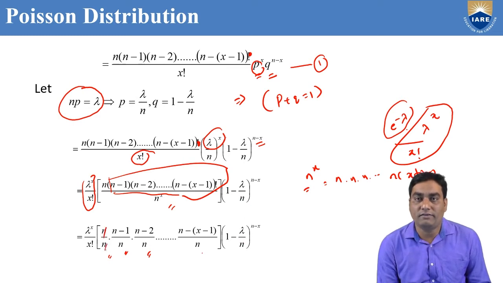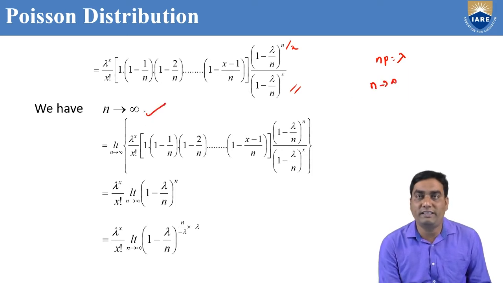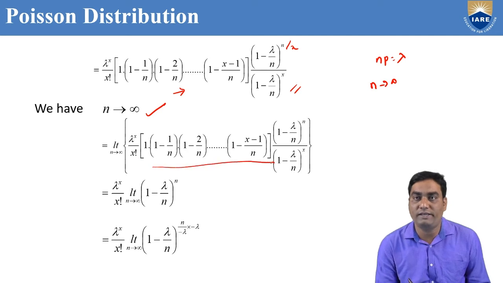N by n is 1, n minus 1 by n is 1 minus 1 by n, n minus 2 by n is 1 minus 2 by n. Like that, we can simplify it. And n by x we can write as numerator n by denominator x. So up to here we got it by applying np equal to lambda. And the second condition, you apply n tends to infinity for the above equation. You apply limit n tends to infinity to lambda power x by x factorial, and the remaining is as usually written.